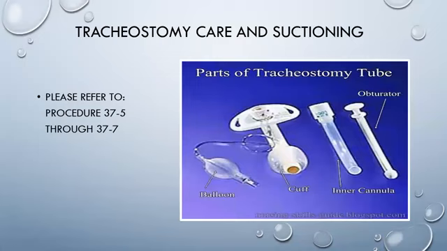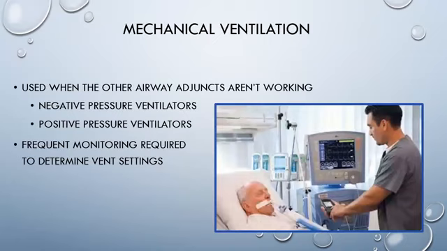This is just a reminder, refer to procedures 37-5 and 37-7. This covers the tracheostomy care and suctioning. Those are the skills that you will learn in lab that we will do. And then this is just a picture of different kinds of tracheostomy tubes. We'll go over those in lab as well. All right.